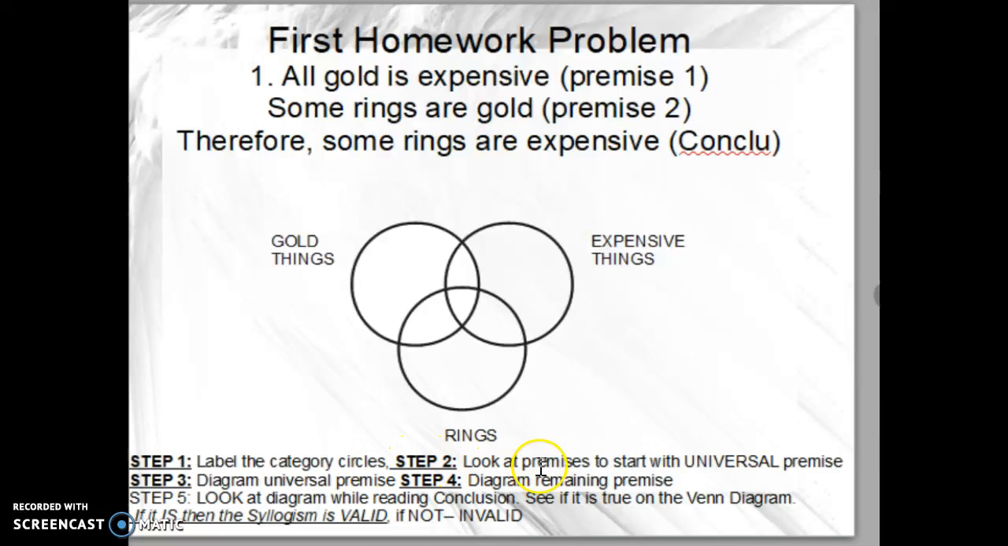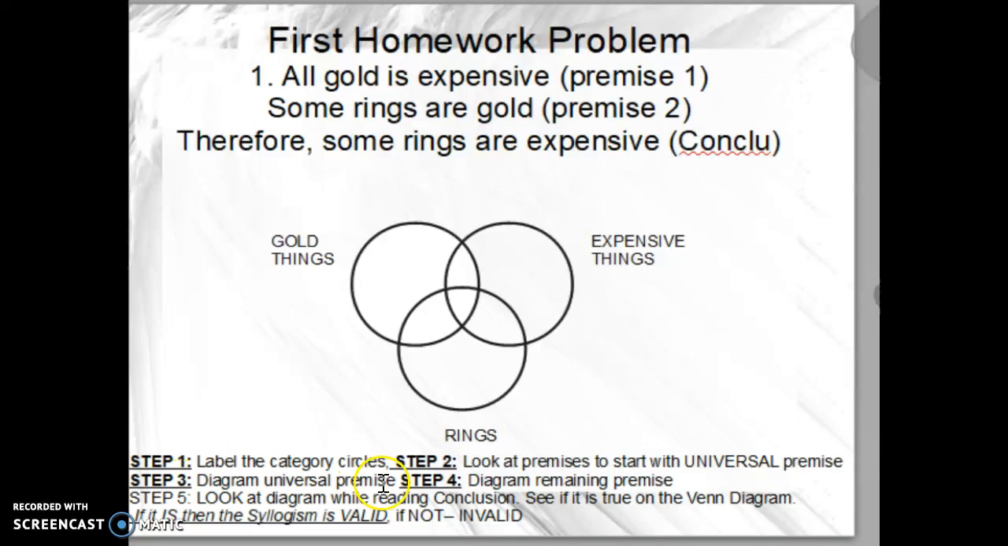And step 2 says, look at the premises to start with a universal premise. So when I say universal, we're looking for a premise that has the words all or none. So universal, remember, are the A statements and the E statements. So A is all, and E statements are the none. So out of these 2, our first one is a universal premise. So let's go ahead and get started with that.